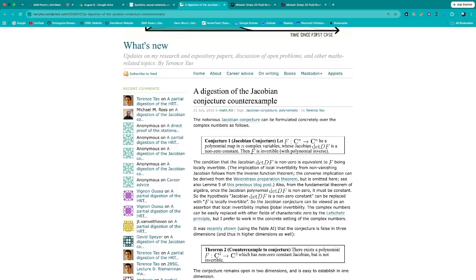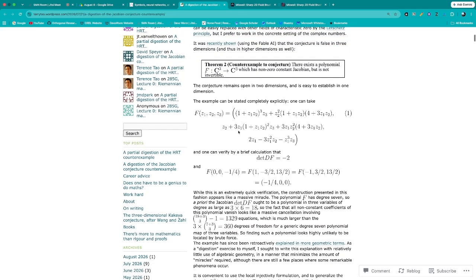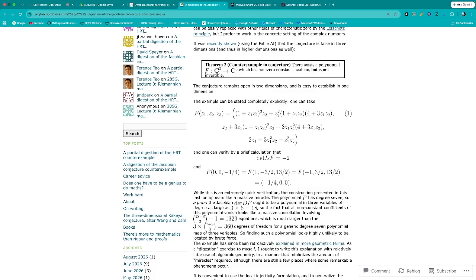And also, okay, so let's get down to where he talks about what's good and bad about this, I guess. So it was recently shown using the Fable AI that the conjecture is false in 3 dimensions, and thus in higher dimensions as well. The conjecture remains open in 2 dimensions and is easy to establish in 1 dimension. The example can be stated completely explicitly, so one can take this equation and verify by a brief calculation that DF equals -2, and then this is the other part here.